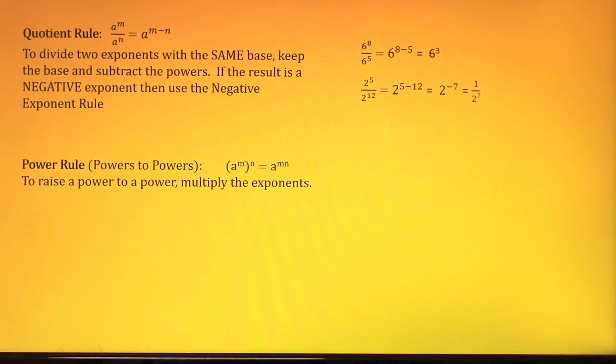And finally, the power rule, or powers to powers. So when you are multiplying an exponent times another exponent, you multiply those exponents. Okay, so let's take a look at it. So 4 to the 3rd power to the 5th power, so that would mean 4 times 4 times 4, that result 5 times. So you multiply those exponents, so it's 3 times 5, so that equals 4 to the 15th power. Okay, so multiply those exponents.